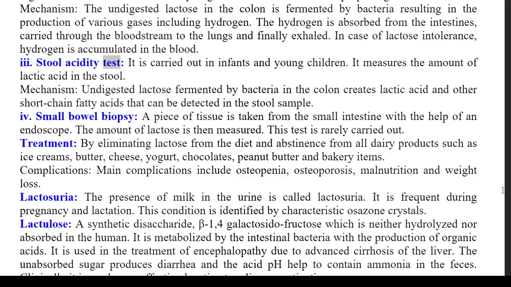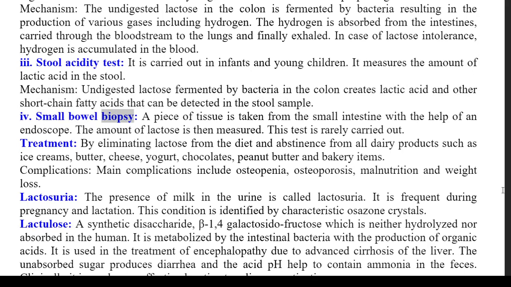3. Stool acidity test. It is carried out in infants and young children. It measures the amount of lactic acid in the stool. Mechanism: undigested lactose fermented by bacteria in the colon creates lactic acid and other short-chain fatty acids that can be detected in the stool sample.